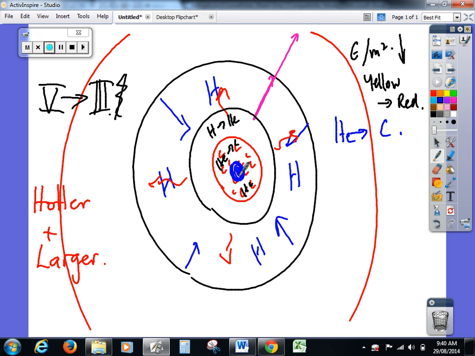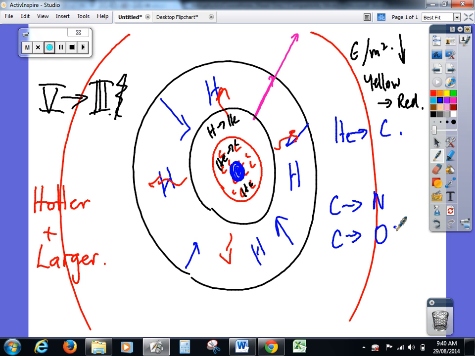Now, can we fuse carbon into a higher thing? Yes, we can. Okay, but it takes a lot of energy. So carbon can fuse into nitrogen and carbon can fuse into oxygen as well. Okay, by different processes. Now, that requires a lot more pressure and a lot more heat.